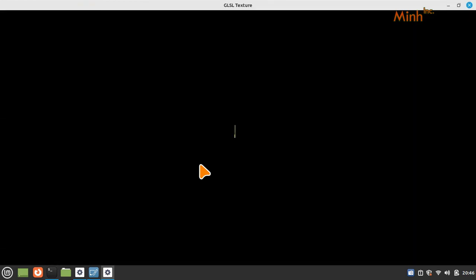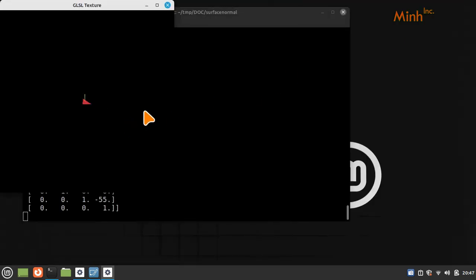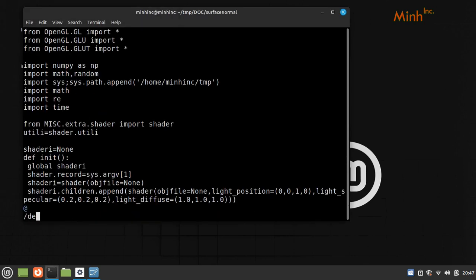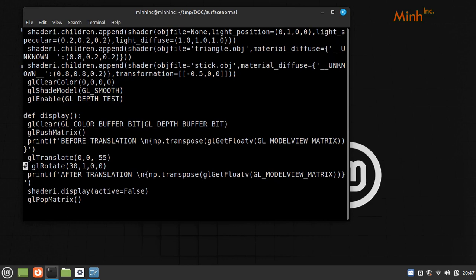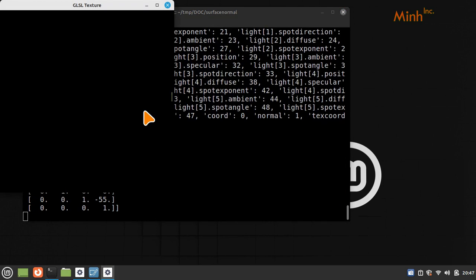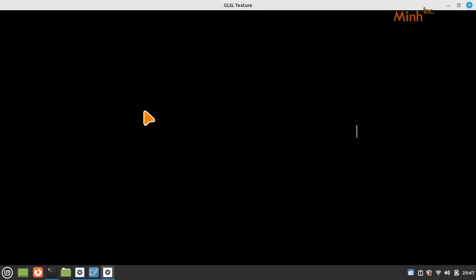See the size, so it went far. I can translate it in minus z this much and x 20. So automatically it will go right. We can see it is at the right.